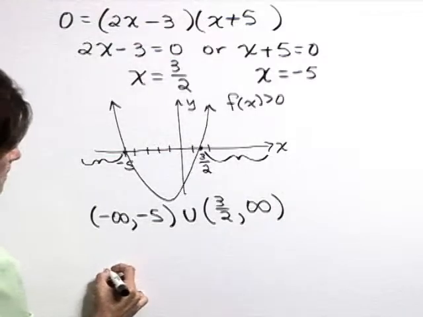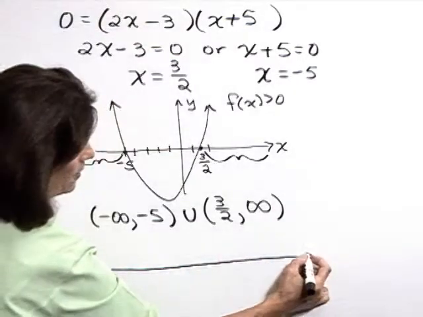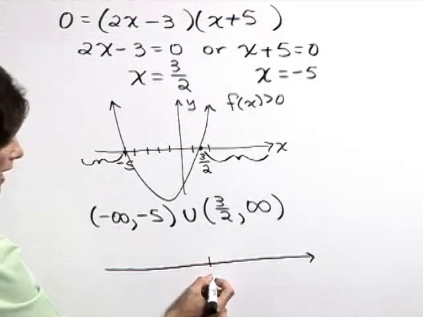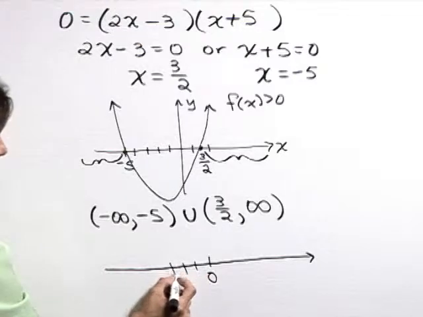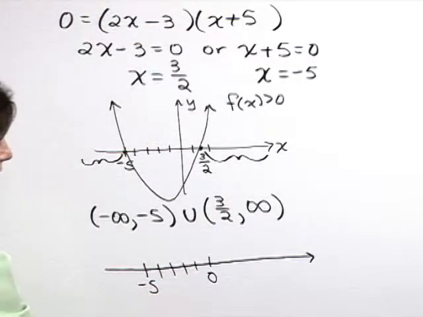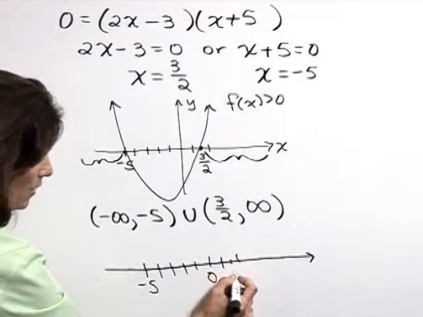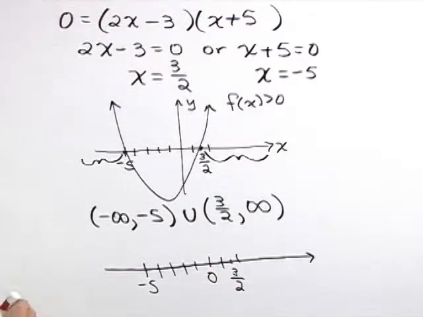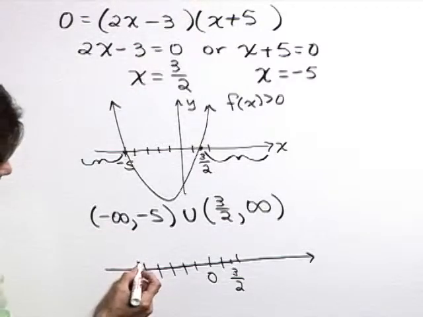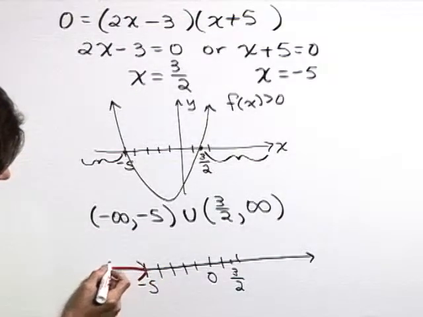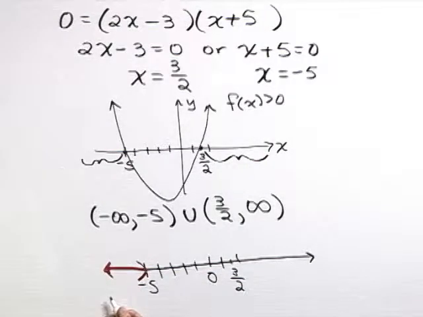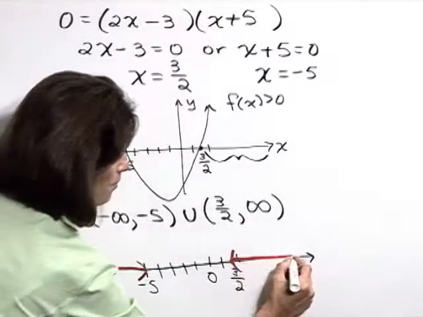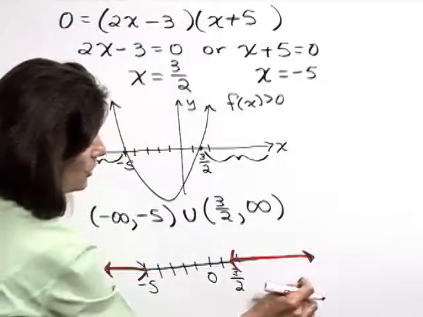Now, as a last step, let's graph this solution on a number line. I'm going to locate 0. Here's our negative 5. Here we have 3 halves between 1 and 2. Graphing our solution interval then. Let's locate negative 5 and bold these numbers smaller than it. Let's locate 3 halves and also bold out and indicate those numbers greater than it.